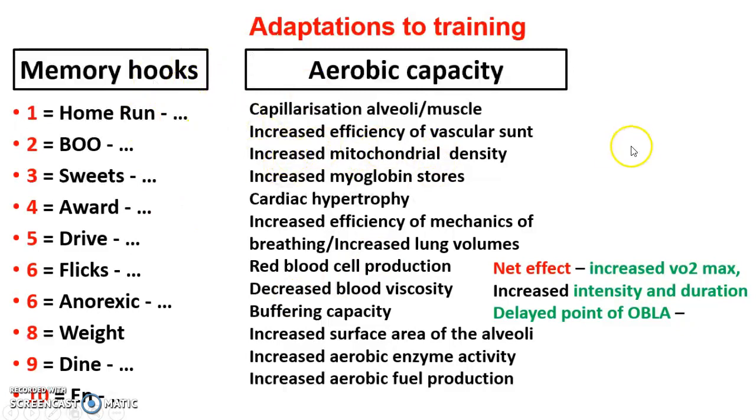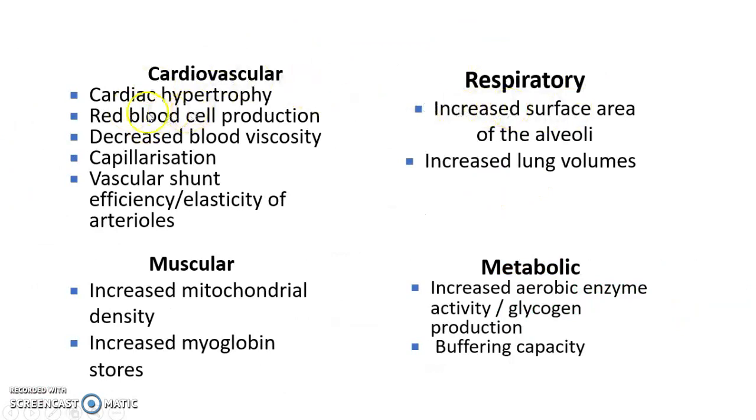So you might want to pause the screencast now and see if you can categorize each of these into the four areas. Okay. Right, so you should have had them something like this. You should have had cardiovascular there, so you've got cardiac hypertrophy, anything to do with cardio or vascular.